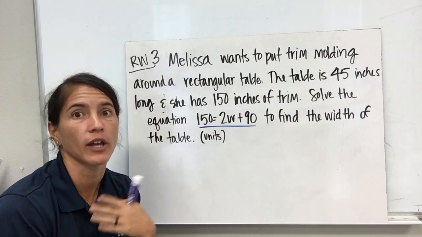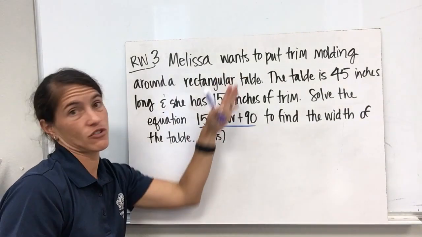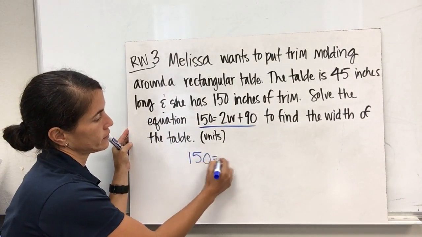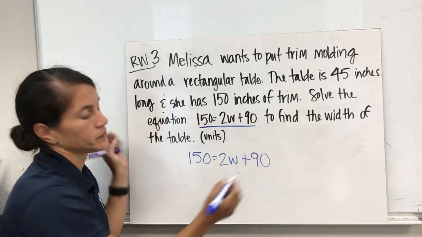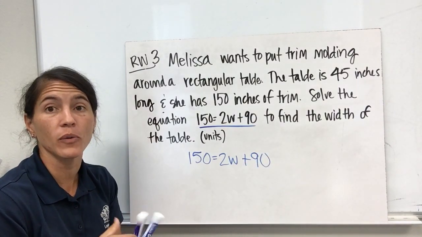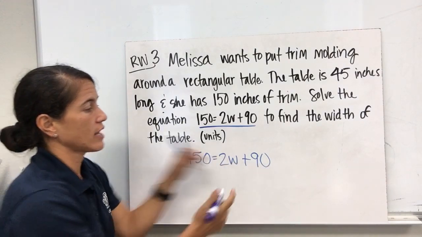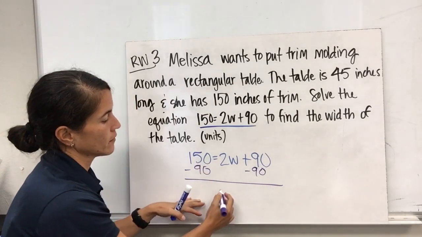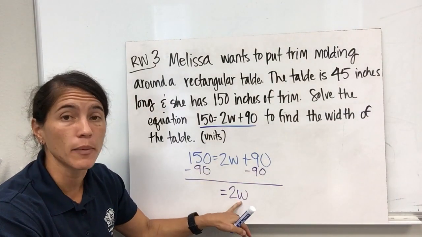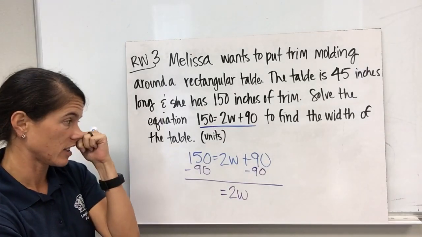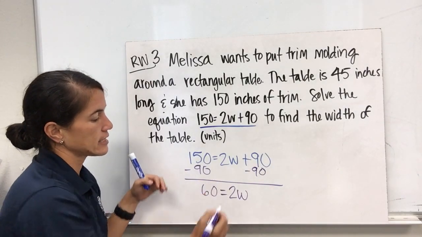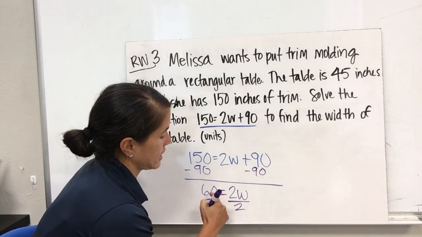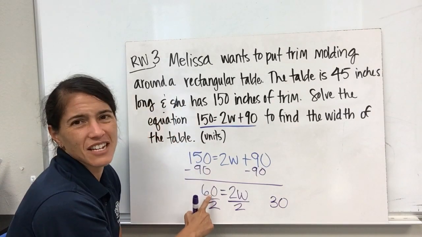Whenever we have a real world problem, we always want to use our units to answer the real world problem. So what was the width? Here's our equation. A nice 2-step equation. Remember, we need to go in reverse order. So I need to undo this plus 90. And the variable is W because we're trying to find the width. 150 minus 90 is 60. We divide both sides by 2. And then we get 30. 60 divided by 2 is 30.